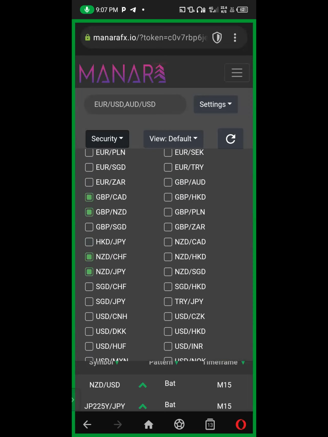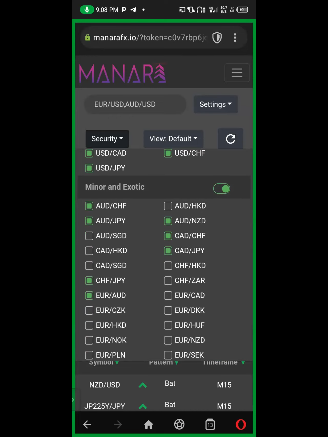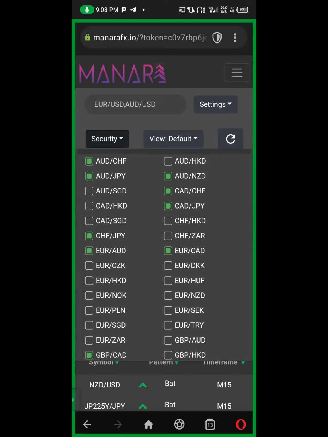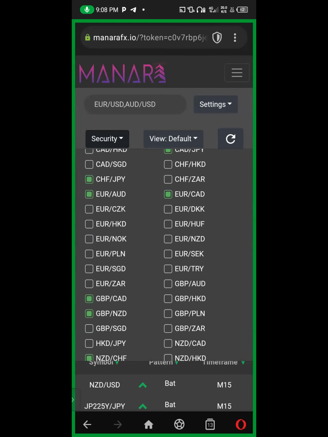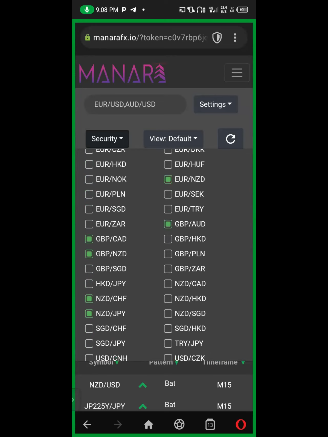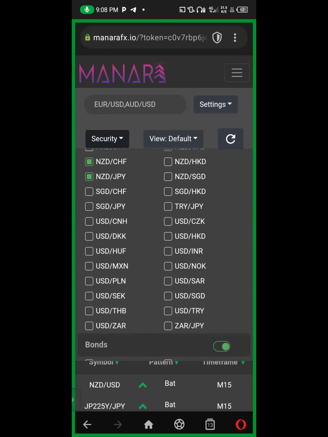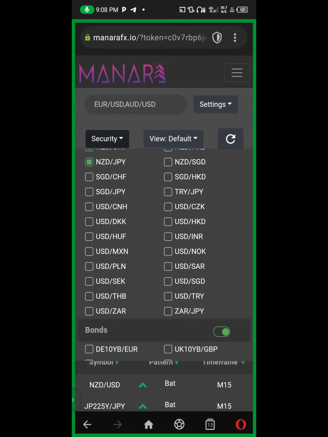So you come to the other side. Which one? You choose CAD CHF, CAD JPY, you choose EUR CAD, you choose EUR NZD, you choose GBP AUD, you choose NZD CAD. Okay, that will be all.